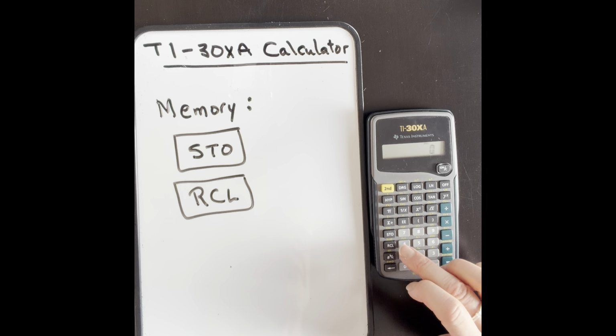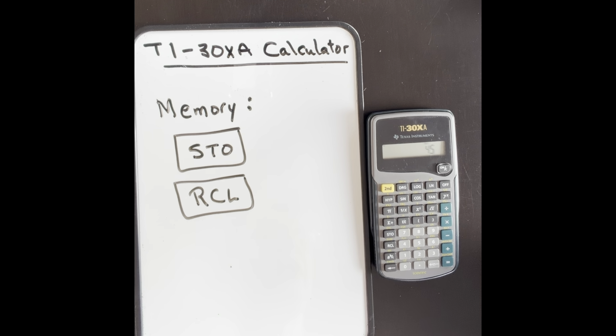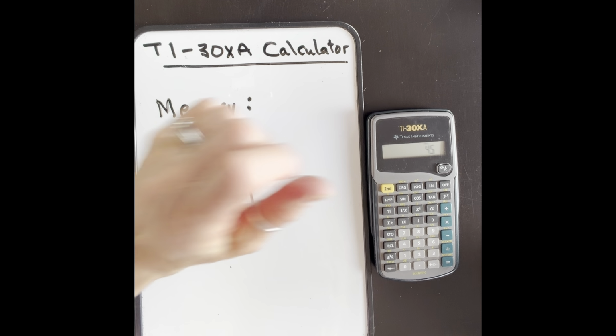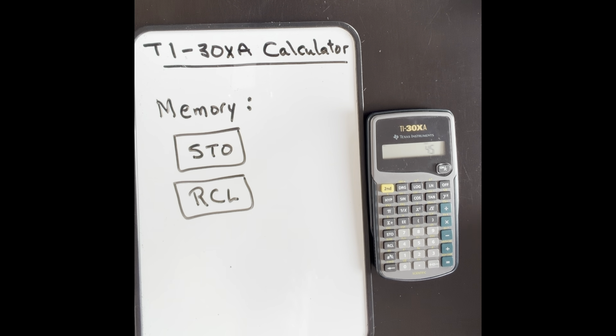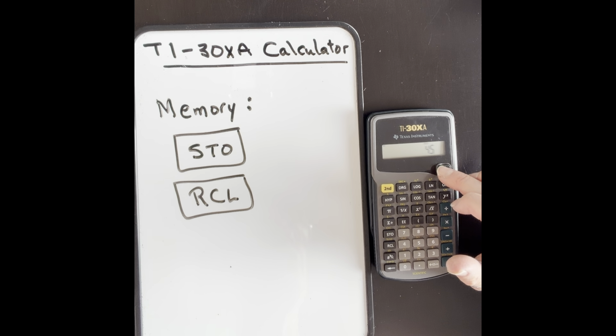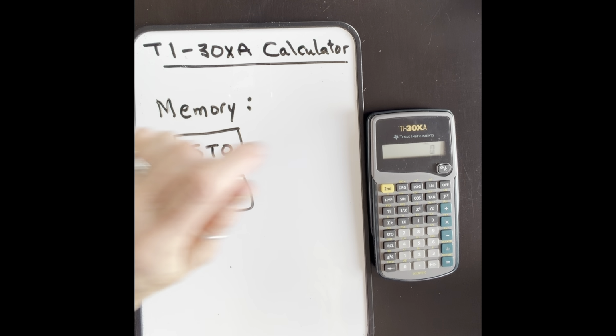So let's enter number 45, and we're going to store it in location 1. So we go store 1. When we do so, you'll see a little M1 coming up on the display that tells you you have a number in the memory. You can clear that, and it's still there.